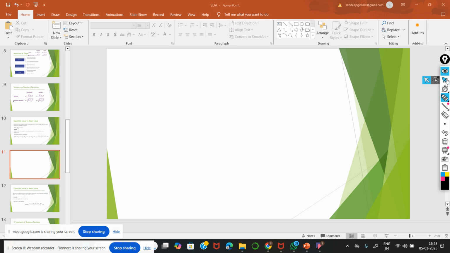Fine. So you can remember this example. It would be good. And mostly the expected value concept is used in formulas and all.